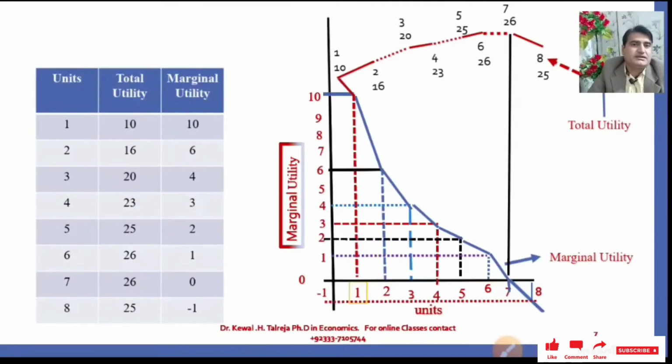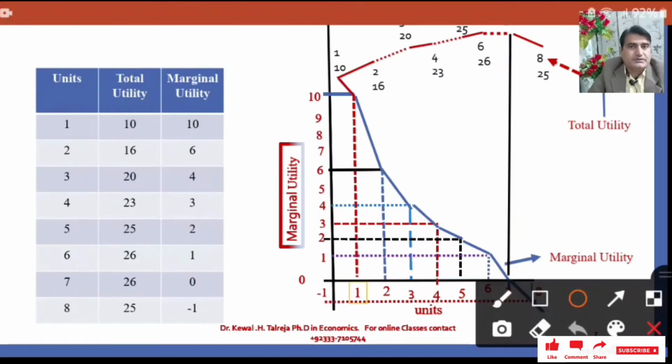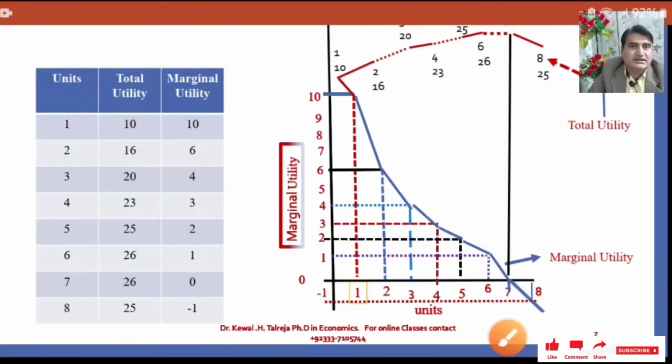So by eating the first banana, the consumer's total utility is 10 and marginal utility is 10. By eating the second banana, the consumer's marginal utility became 6. By eating the third banana, the consumer's marginal utility decreases from 6 to 4. And by eating the fifth banana, the marginal utility is 2, and by eating the sixth banana the marginal utility is 1, and by eating the 7th banana the marginal utility is 0.